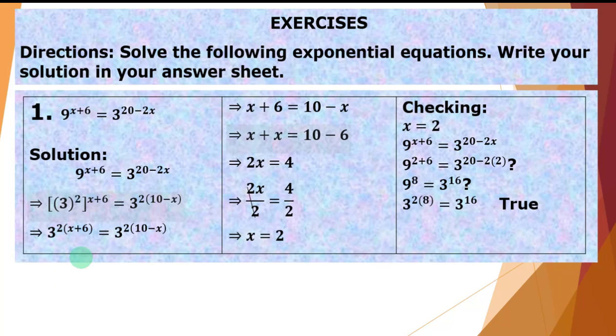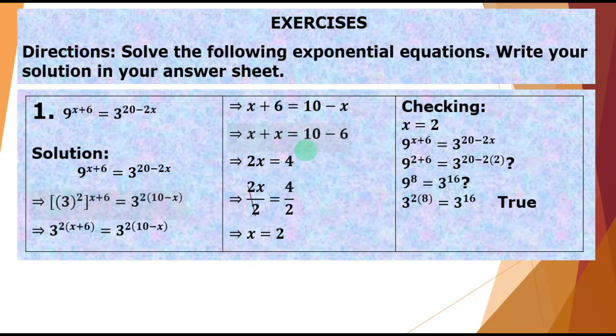Notice that the exponent here contains factor 2, then the quantity x plus 6. Then another exponent also contains factor 2 and the quantity 10 minus x. So, we can just equate x plus 6 equals 10 minus x, as reflected here. Then, simplifying, collect all x's on the left-hand side and all the constants on the right-hand side. So, we have x plus x, 2x, then 10 minus 6 becomes 4. So, we divide both sides by 2, giving us x equals 2.